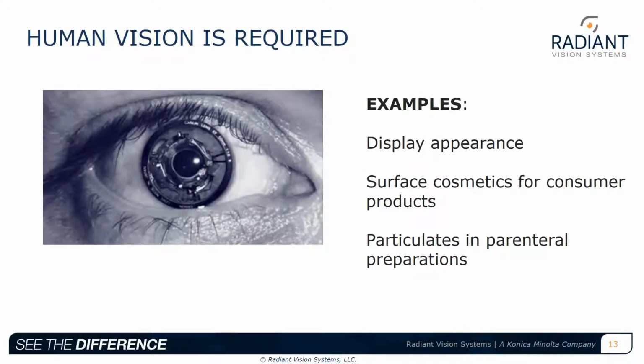So in some cases, human visual inspection is required for evaluation processes, and this may be industry specified or just an internal process standard defined by an OEM or manufacturer. Reasons for this are that the end product is too high value or high risk to be left to automation. High value displays, consumer electronic surfaces, and injectable fluids or parenterals are good examples of these.